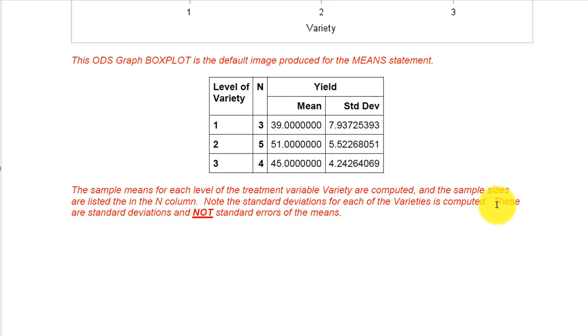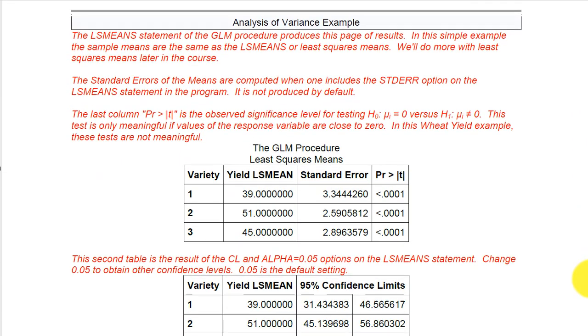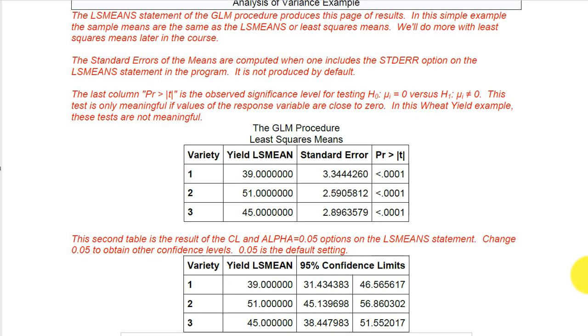So in addition to the means, we could look at least squares means, so LS mean variety, and that generates this page 5 of results. The least squares means are the same as the sample means in a completely randomized design with this one treatment variety. We'll do more things later on when the least squares means and the sample means are not the same, and if they ever differ, you use the least squares means. That's the preferred computation to use.